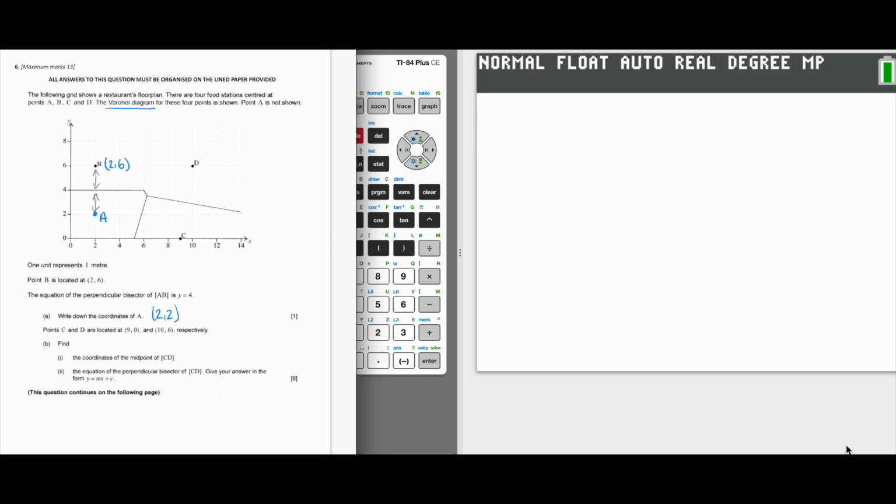And then points C and D are located at (9, 0) and (10, 6). We need to find the coordinates of the midpoint. So the midpoint, if again we use our pencil, if I connect those points together, you can see that the midpoint is here. So the midpoint formula is that we add together our x coordinates, so we have 10 and 9, and we find the average, so we divide by 2. And then we add together our y coordinates, so 6 and 0, and again divide by 2. And that formula is given to you in the formula book. And my midpoint is (9.5, 3).